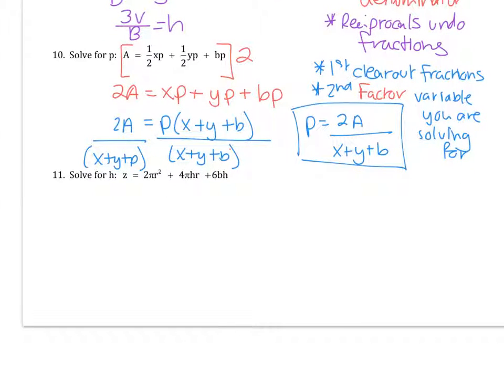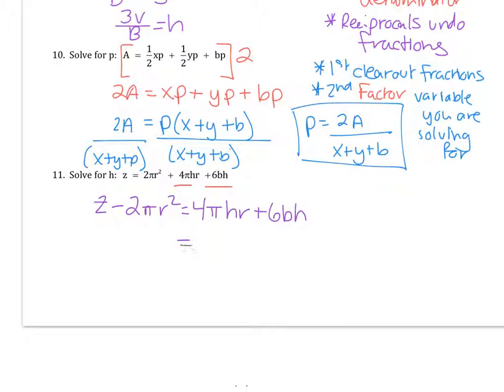Okay, now we're ready for the last one. We need to solve for h here. This one is kind of similar to the last one where we have more than one h in the problem, but unlike the last one, we don't have all h's on the right-hand side. So the very first thing I'm going to do is just move over the term that I don't need, the 2 pi r squared, and I'm going to move that over with subtraction. I'll go ahead and leave the right-hand side for now.